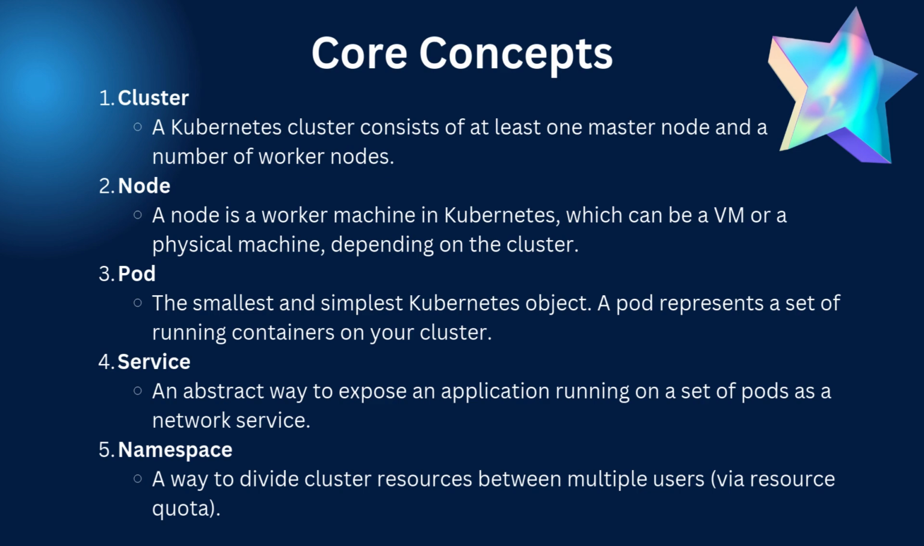Pod. The smallest and simplest Kubernetes object. A pod represents a set of running containers on your cluster. Service. An abstract way to expose an application running on a set of pods as a network service. Namespace. A way to divide cluster resources between multiple users, via resource quota.